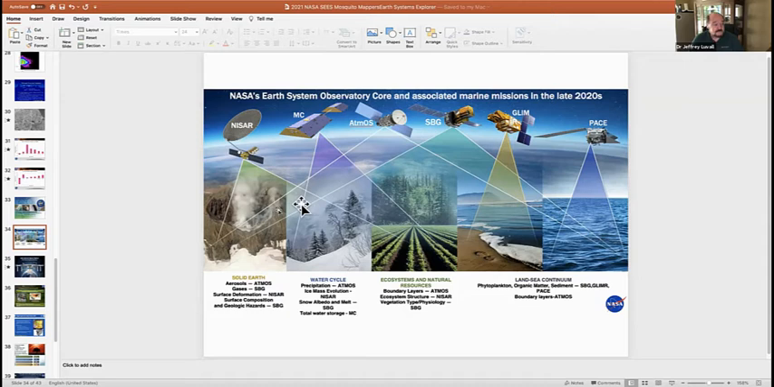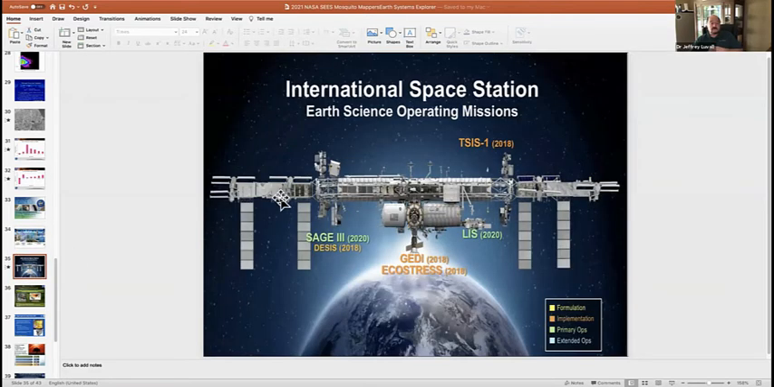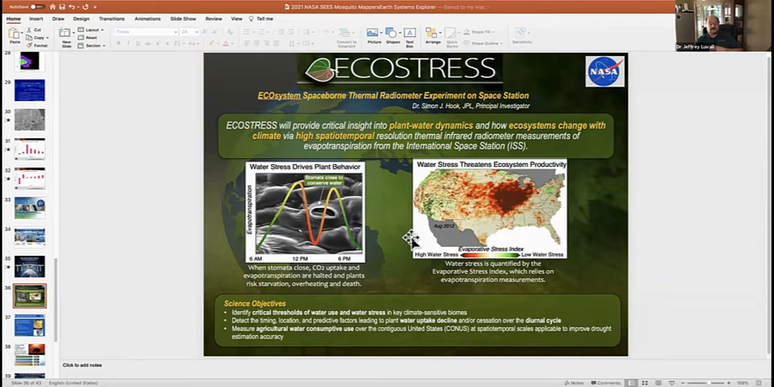We also now have the space station, and I'll talk real quick about these other instruments. We've got ECOSTRESS, GEDI, and DESIS. I'll talk about each of those and why they would be important in determining mosquito habitat risk, et cetera. So ECOSTRESS is a thermal instrument. It has 5 bands, 70-meter resolution, and day-night imagery.